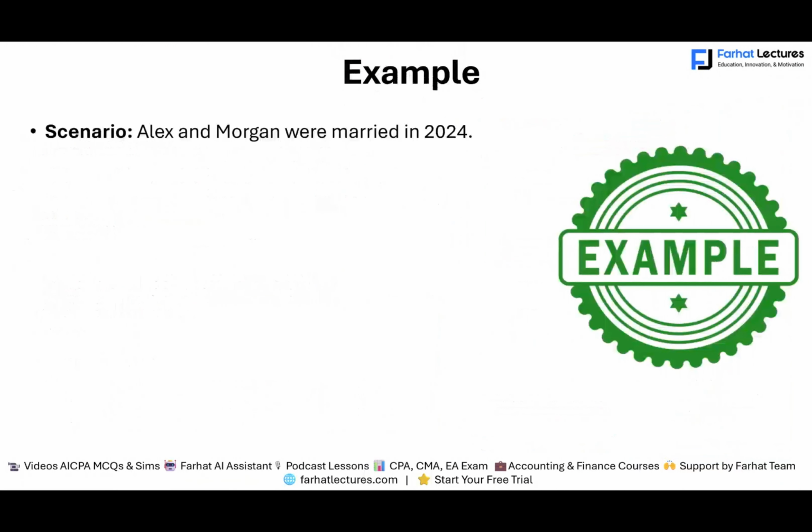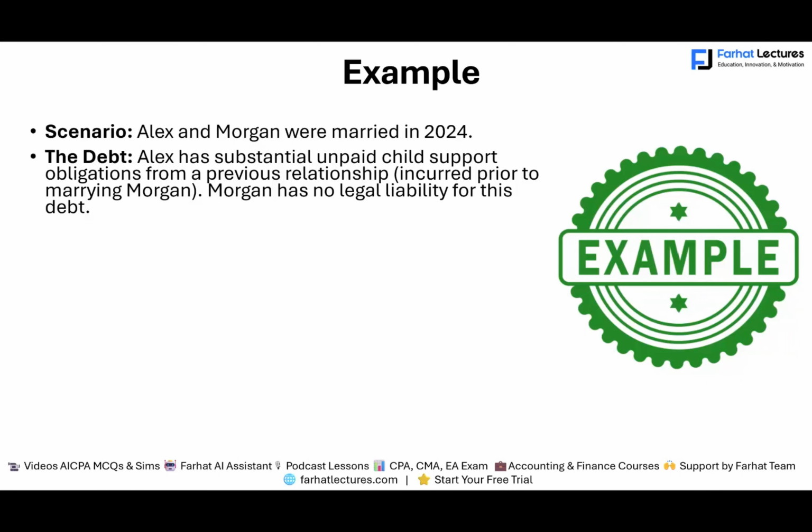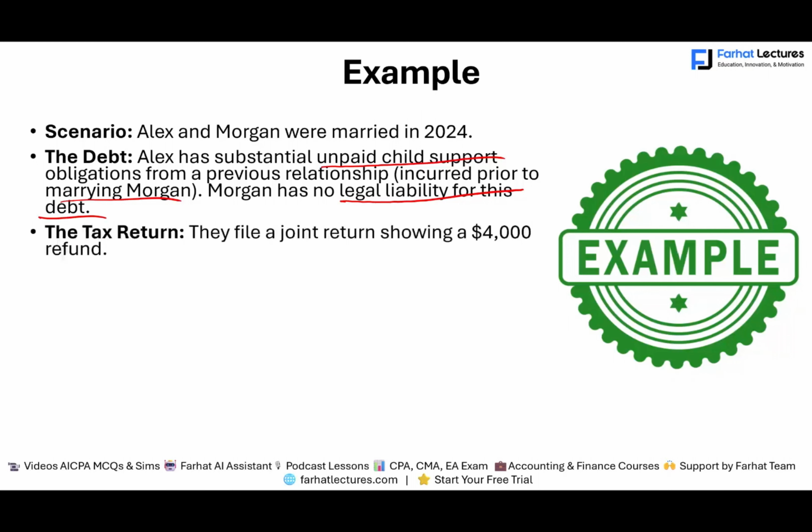Let's work an example. We have Alex and Morgan, who were married in 2024. Here's the debt. Alex has a substantial unpaid child support obligation from a previous relationship, incurred prior to marrying Morgan. Morgan has no legal liability for this debt because Alex was married in the past. He owed unpaid child support, which is considered a state obligation. They file a joint return showing a $4,000 refund. So they expect to receive $4,000.